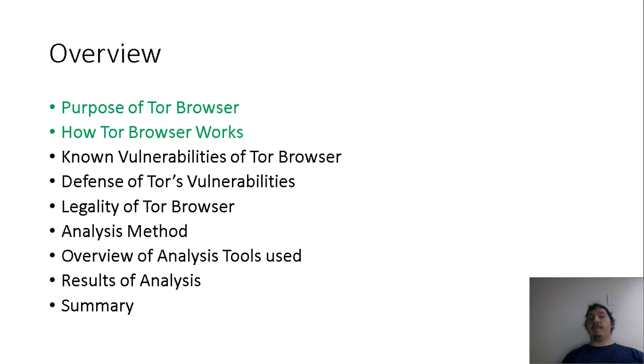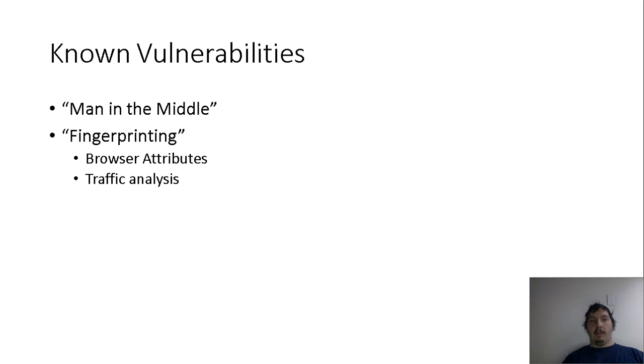Now we've gone into purpose and we've gone through how it works to a very simple degree. Now we need to go into some of the known problems with Tor Browser, or at least how it functions problems. How about that? And there's two primary vulnerabilities here that come into play. One is the man-in-the-middle attack, which I mentioned earlier. The main defense against those are the guard nodes. The other is a thing known as fingerprinting, which is based off of two things: your browser attributes and an analysis of your request traffic.